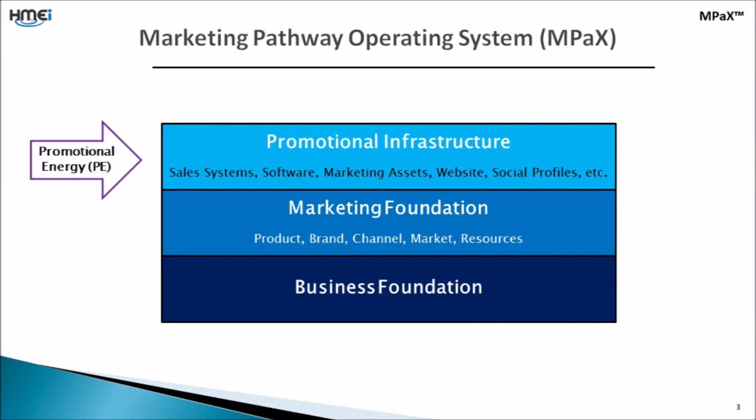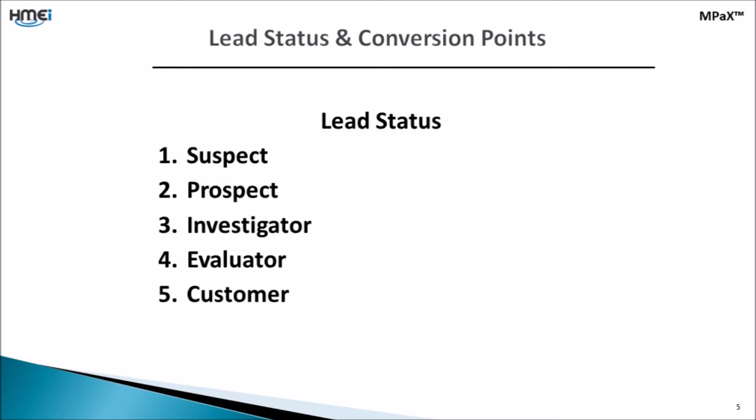Promotional energy, such as ad campaigns, trade shows, social media, and traditional media, drive prospects into your promotional infrastructure where they're converted into customers. But conversion is not just a single event. Converting a lead into a customer is actually a sequence of multiple conversion events that happen as your lead moves through the buying process. In the IMPACT system, we use these 5 statuses to track where a lead is in the buying process: suspect, prospect, investigator, evaluator, and customer.